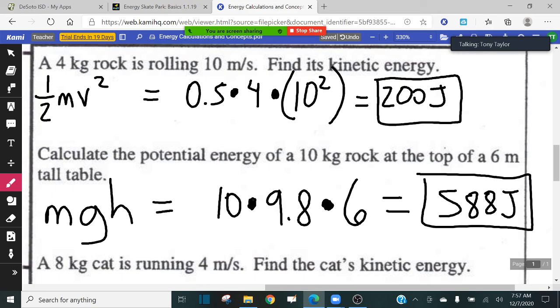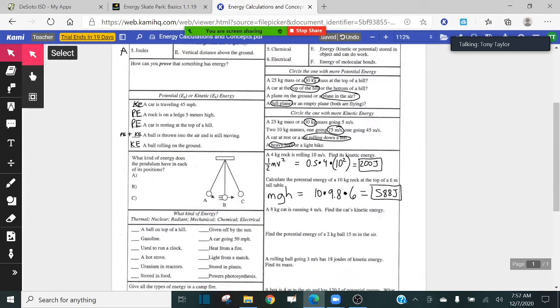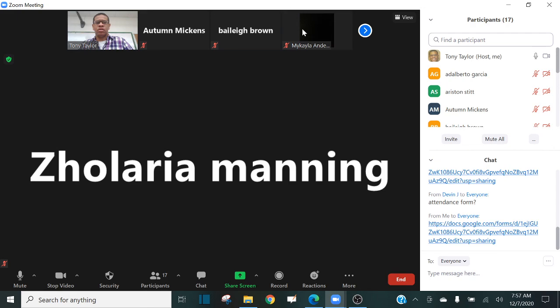So that's how you use those equations. Any questions? Okay, that's all I'm going to do today.